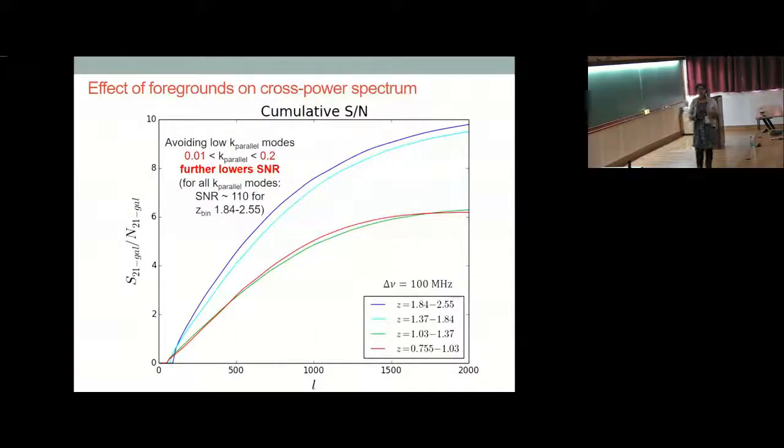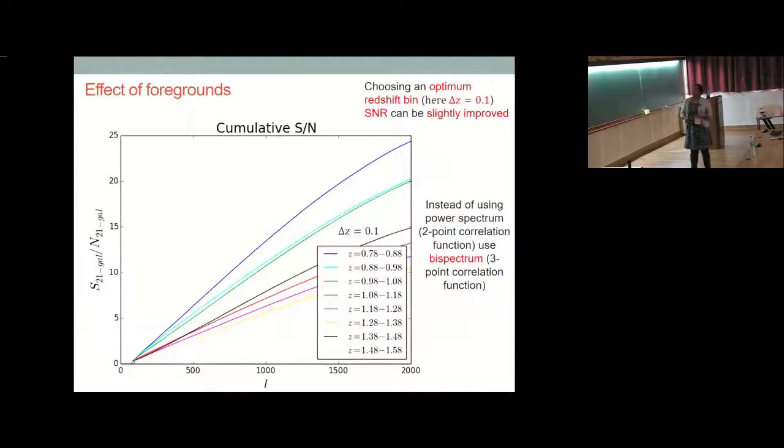Now, there is a way to improve this. In the binning system we have used, since HIRAX has a frequency range from 400 to 800, the bins are for a frequency bin of 100 megahertz, which corresponds to delta Z about 0.3. If we choose an optimum redshift bin, in this case I've chosen delta Z to be 0.1, the signal to noise can be slightly improved. So instead of 10, we have something around 25. This is mainly because if you have a larger redshift bin, the smearing effect can cancel some of the signal. So if you have a narrow bin, it can improve slightly.